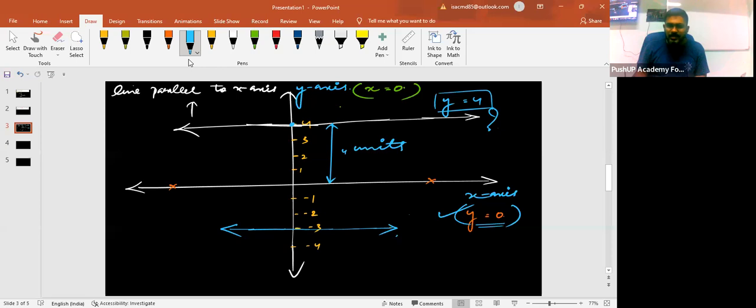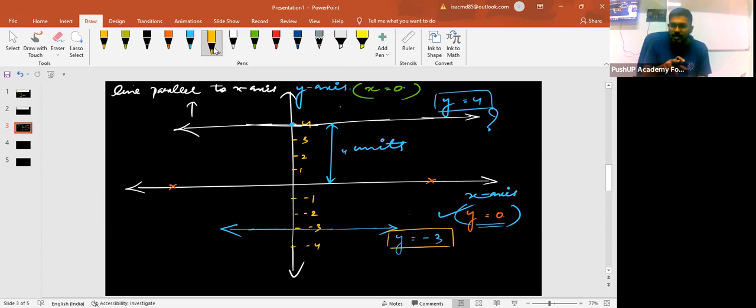Y is equal to -3. Are you getting it? Children, if you're finding it too difficult to remember the technique to write the equation of the line, it's very simple. You know that this blue colored line is passing through which point on the y-axis? It is -3. So you simply write y is equal to what? -3. That is just a technique to remember.